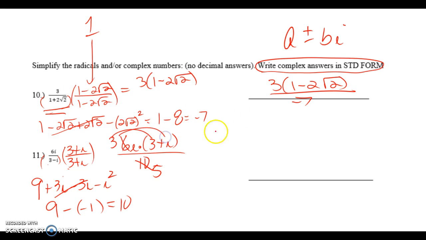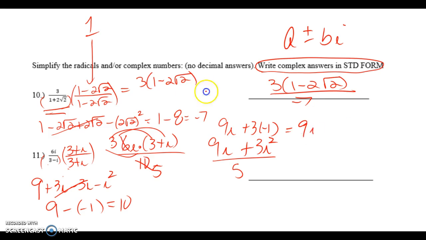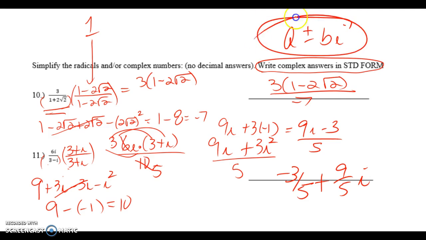So now distribute. I have 9 plus 3i. Whoops. Let me back up. Almost lost my i there. This is 3i times 3 is 9i plus 3 times i, 3i times 3i is 3i squared, all over 5. Well, i squared is negative 1. 9i plus 3 times negative 1 is 9i minus 3, all over 5. Well, standard form, I want the i second. So if I rewrite this, it's negative 3/5 plus 9/5 i. Alright, that's what it means by standard form.